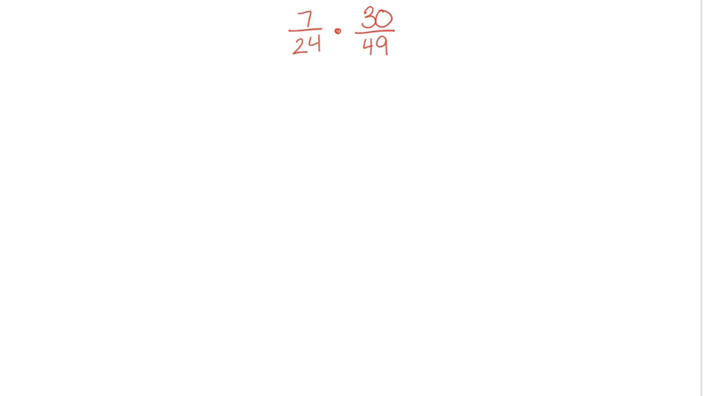Let's take a look at this example. Here we have something a little more complicated. We have a fraction times a fraction. So we have 7 over 24 times 30 over 49. Again, we should recognize that pattern that when we're multiplying fractions, we will just be multiplying our numerators times our denominators. So in our numerator, we'll have 7 times 30, and in our denominator, we'll have 24 times 49.